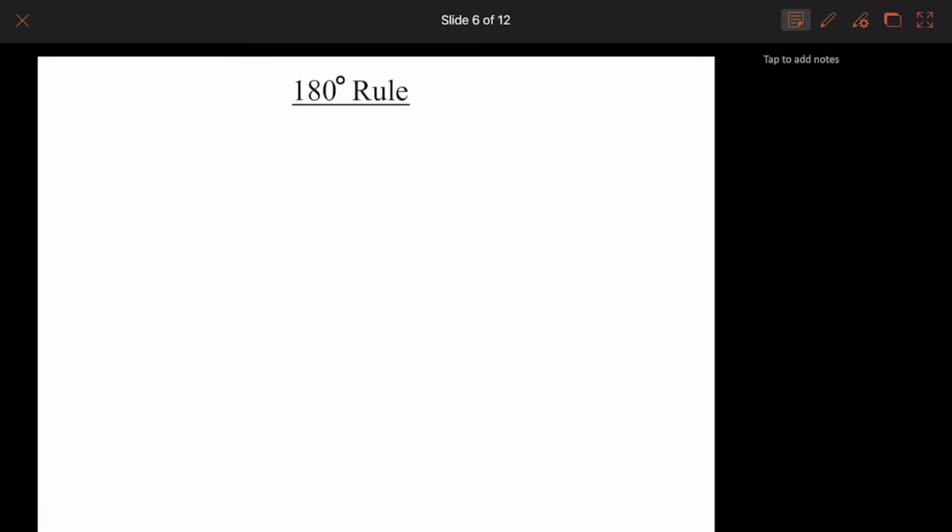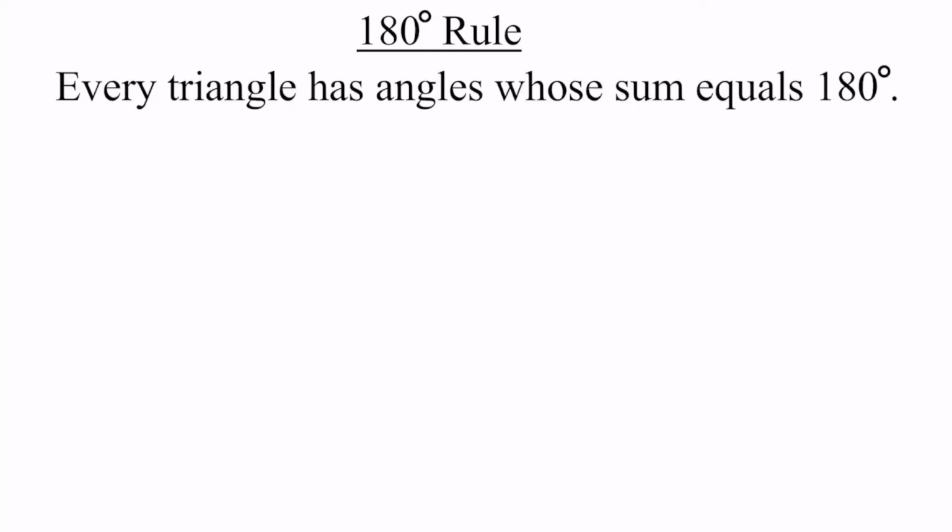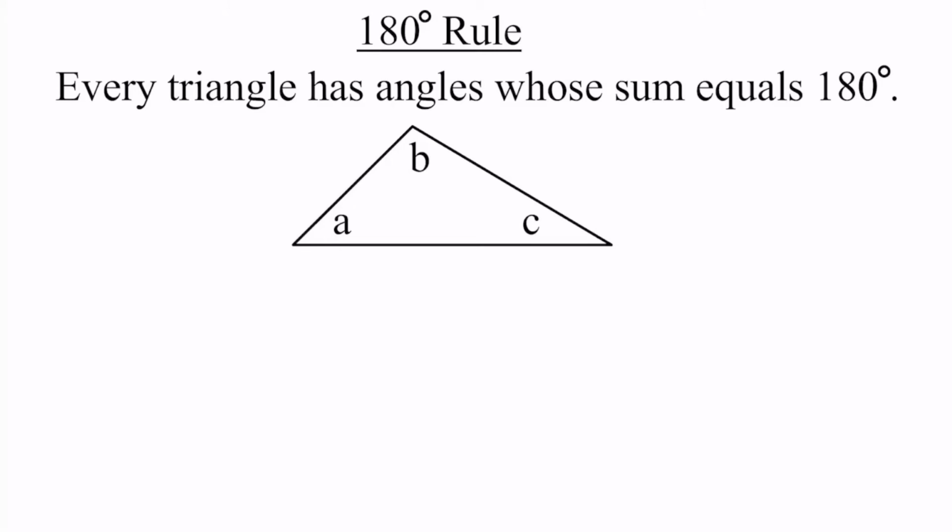Moving on, 180-degree rule. There are a lot of other videos that actually prove this, and maybe I'll put one out in a little bit. But in this case, we're just going to talk about it, and then maybe I'll do a proof in a little bit. So every triangle has angles whose sum equals 180 degrees. Here I have just any old triangle, and I named the angles A, B, and C. So what the 180-degree rule means is that if you add up the angle measures of all 3 angles of the triangle, they will equal 180 degrees.